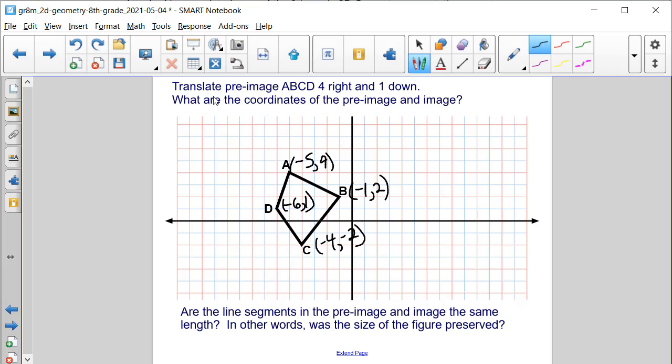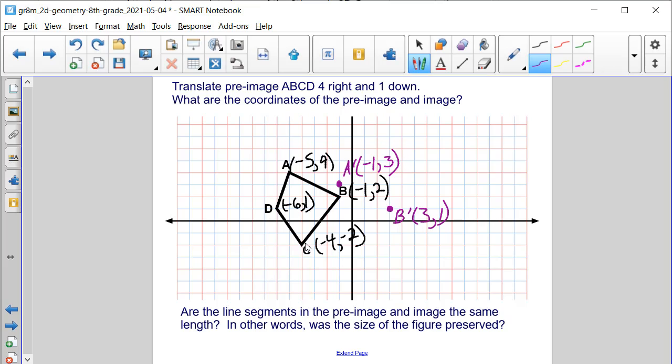Okay, and then we are translating this pre-image 4 units to the right and down 1 unit. So let's do that with all of them. So let's start with A. We're going to go 4 right, 1, 2, 3, 4, and down 1. So this will be point A prime, and its coordinates are -1, 3. Now let's look at B, which is right here, and we're going 4 units to the right, 1, 2, 3, 4, and down 1 unit. So this is where B prime will be, and its coordinates are 3, 1.